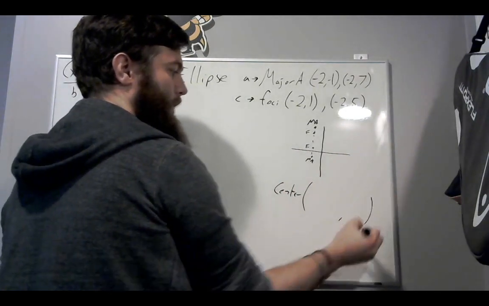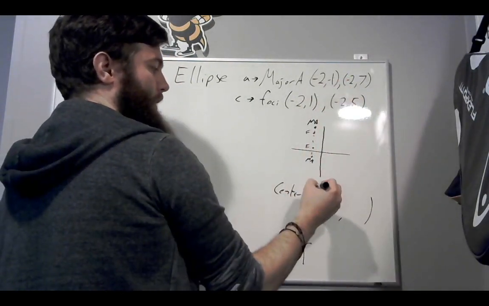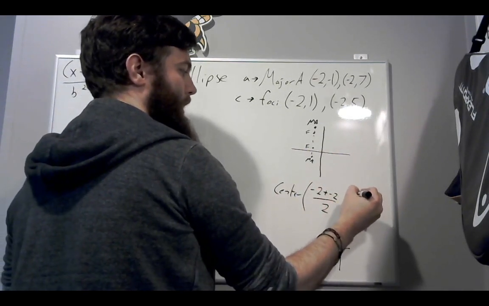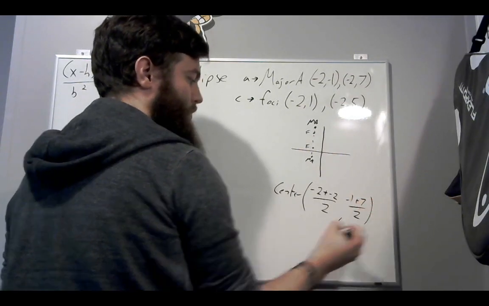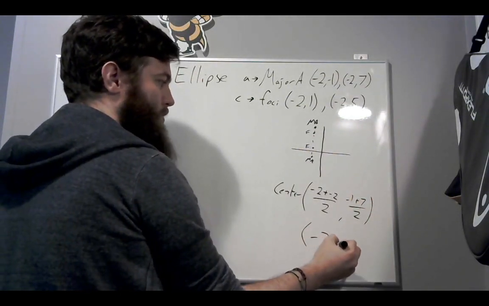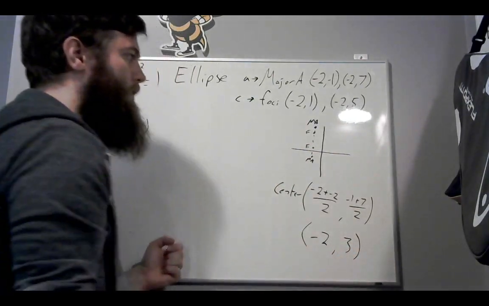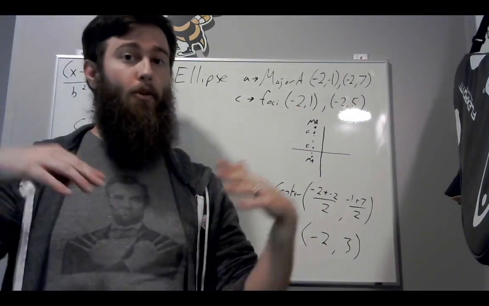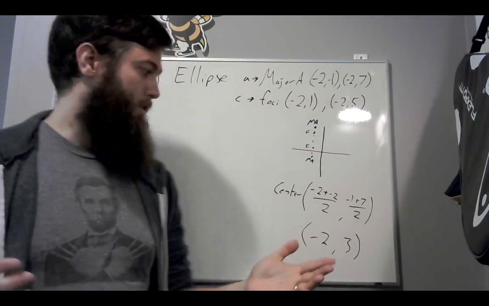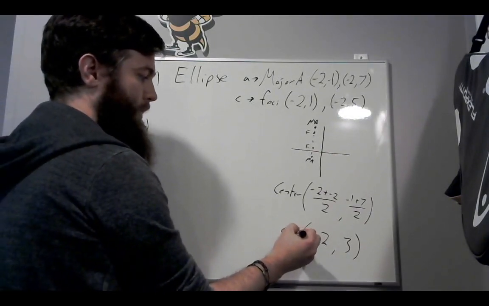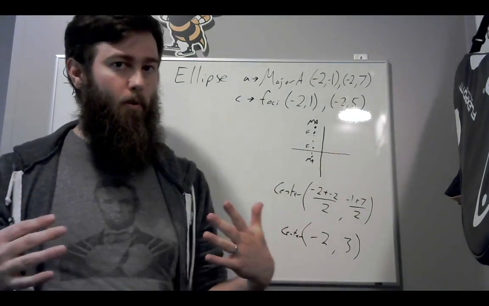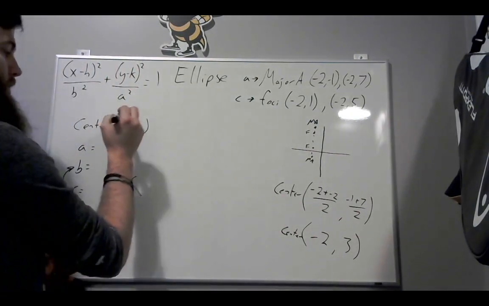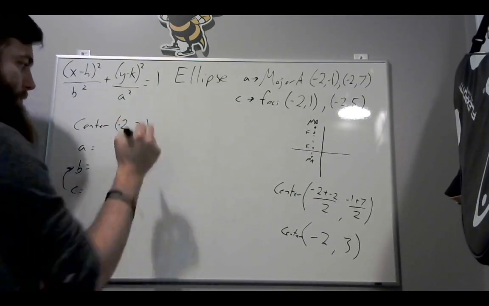So I'm going to, again, take the average. So the average between -2 plus -2 over 2 and -1 plus 7 over 2. This gives me the point -2, 3. So my center is at -2, 3. And if you had used your foci instead, you would have found the exact same information. So here's my center. Again, I just used the midpoint formula, which means I'm just taking the average of my x's and the average of my y's. So my center is at -2, 3.